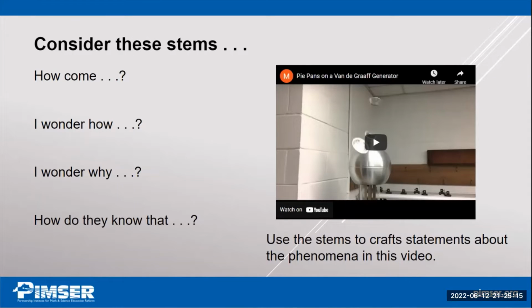These stems can be used as students engage with a variety of texts, such as video clips, images, tables, graphs, or reading passages, doing an investigation, or watching a teacher-led demonstration. Take a moment to consider how these stems can be used in your classroom and for what purpose.